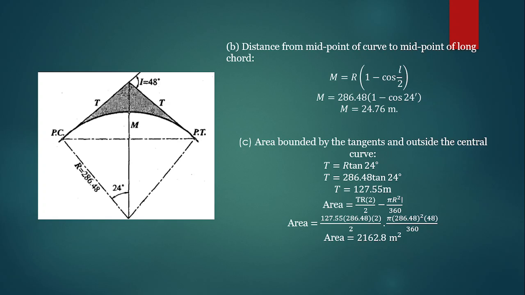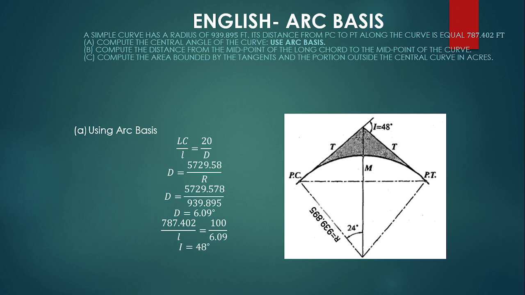B, distance from midpoint of curve to midpoint of long chord. So M is equals to R multiply the quantity of 1 minus cosine of I over 2. So M is equals to 286.48 times 1 minus cosine of 24 degrees, resulting to M is equals to 24.76 meters. So for the area naman po, parehas lang po ng ginamit na formula katulad nun sa metric. So it will be resulting for 2,162.8 meters squared.